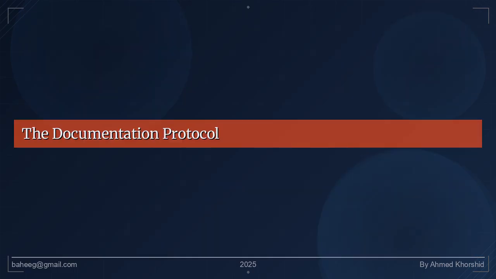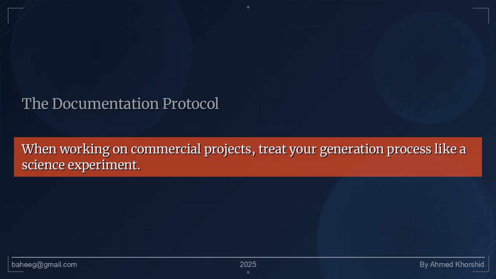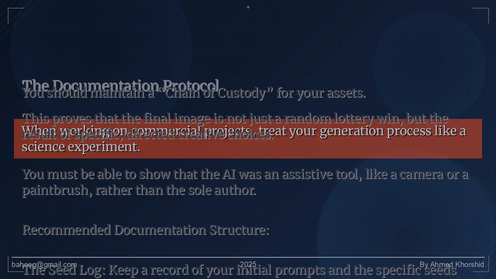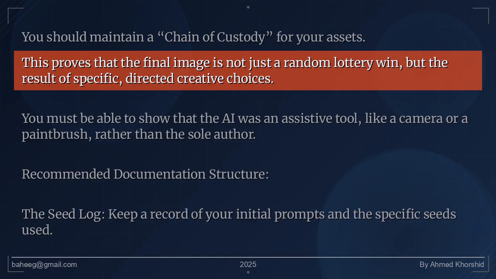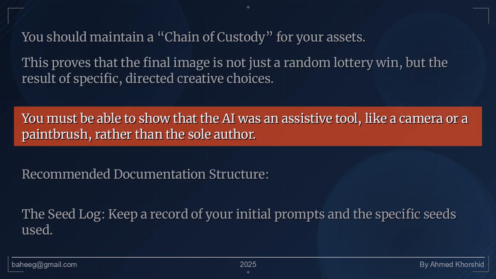The documentation protocol. When working on commercial projects, treat your generation process like a science experiment. You should maintain a chain of custody for your assets. This proves that the final image is not just a random lottery win, but the result of specific, directed creative choices. You must be able to show that the AI was an assistive tool, like a camera or a paintbrush, rather than the sole author.